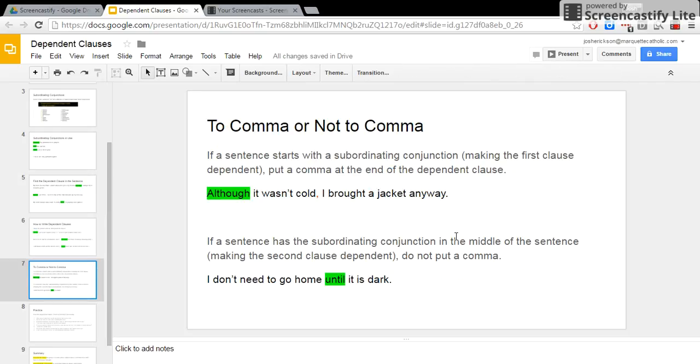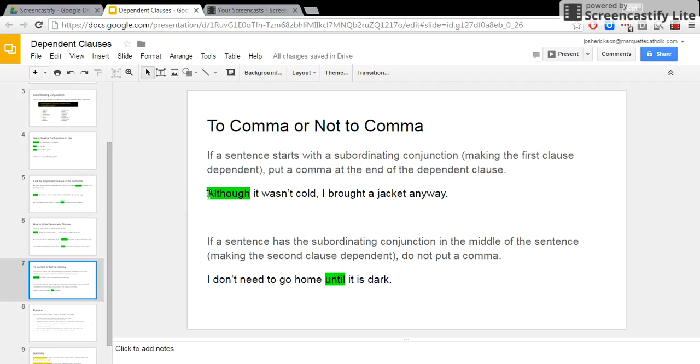Now, you might ask yourself, because you're so very comically inclined, should you put a comma there or not? So if a sentence starts with a subordinating conjunction, which would make the first clause dependent, you put a comma at the end of the dependent clause.